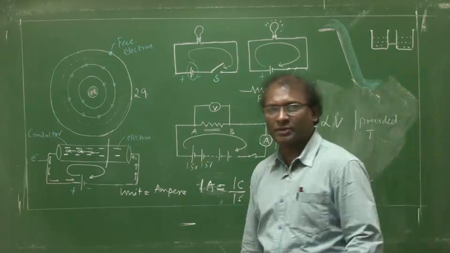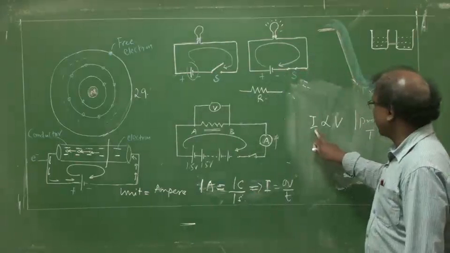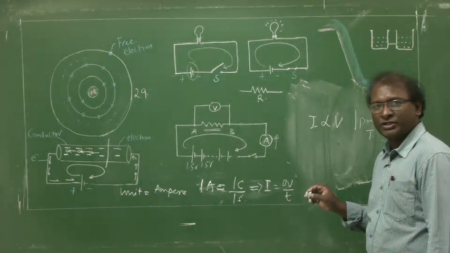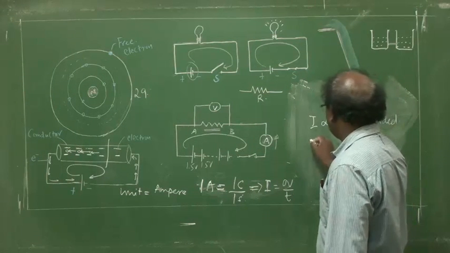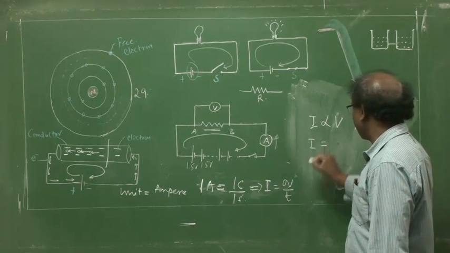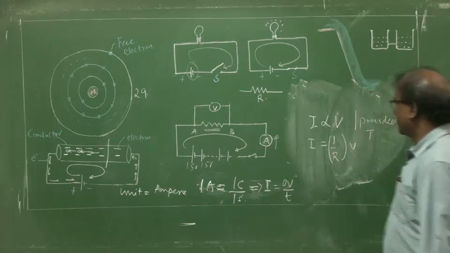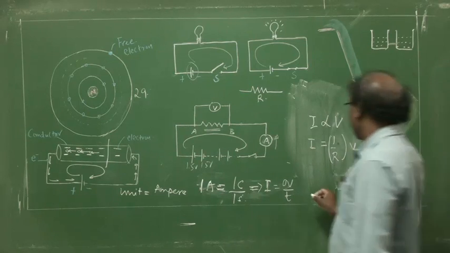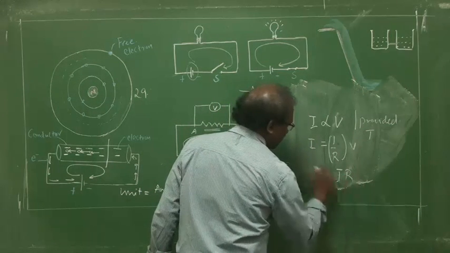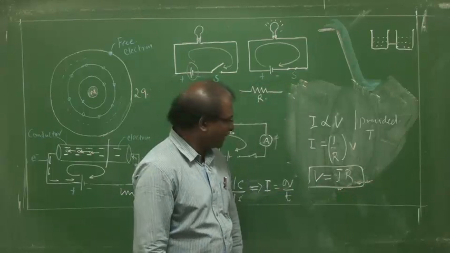So at a given temperature, Ohm's law states that the current flowing in a conductor is directly proportional to the potential difference applied across it. Now, taking out the proportionality and equating it to a constant of proportionality 1 by R, we put this equation like this. And further simplifying, we find V equals IR. Here R is the resistance of the conductor.